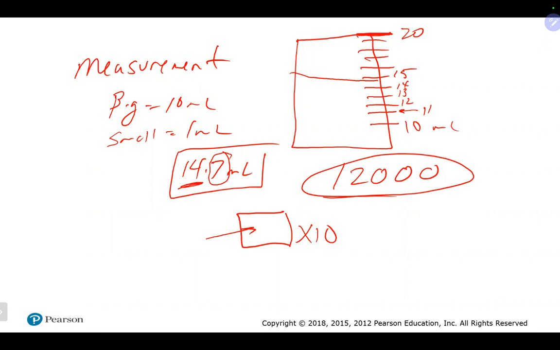Now, when we add and subtract, we're actually looking at decimal places. We're not looking at significant figures, and it does go the same way. We are looking at the least number of decimal places. So whatever numbers you're adding or subtracting, whichever one has the least number of decimal places is how many decimal places your answer should have. Remember, though, that is just how many decimal places. Your answer may have a different number of significant figures.